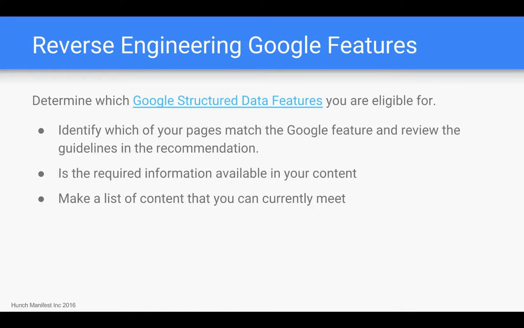The other angle we like to take is reverse engineering Google features. So we've put together our worksheet to help you identify which of your pages match the Google feature and review what is most relevant to your site. So for each of these features, you should be familiar with the guidelines and the recommendation to understand, is it a pilot feature only, or what are the types of required fields necessary in your content. Make a list of the content that you currently meet, and then you can work on perhaps those key elements which are not available. So maybe it's reviews for an aggregate review of your product that's not available. So you can kind of make a list of what are those gaps within the features, and then you can work towards those.